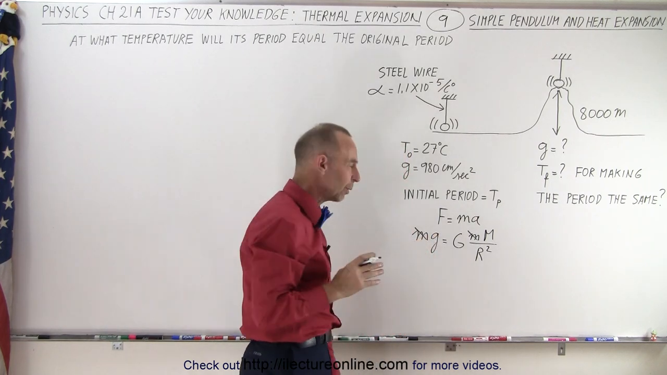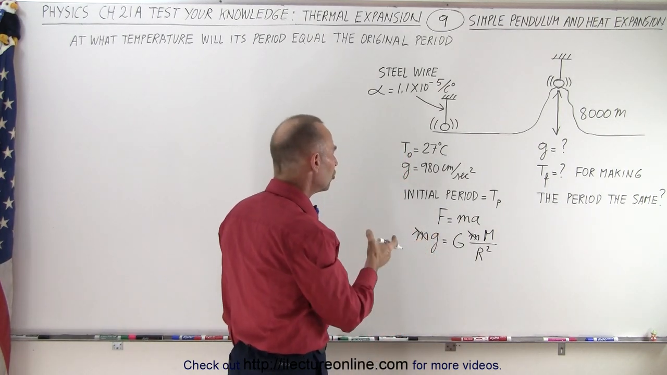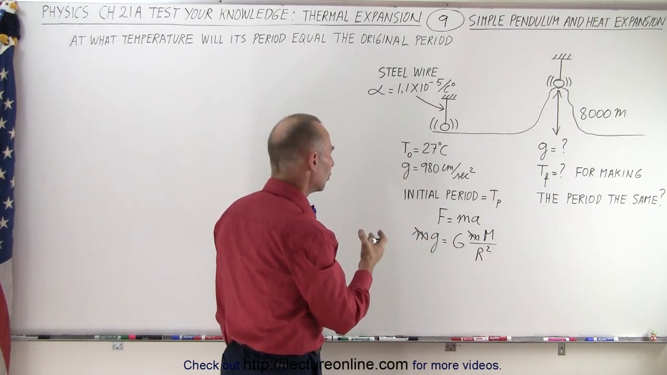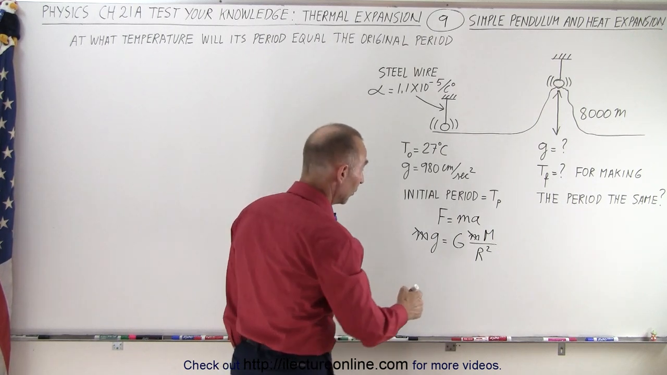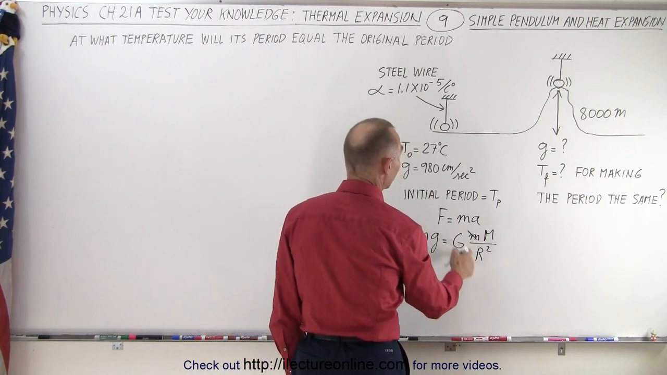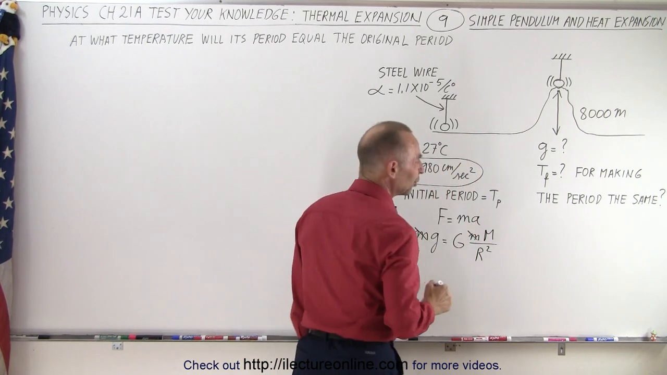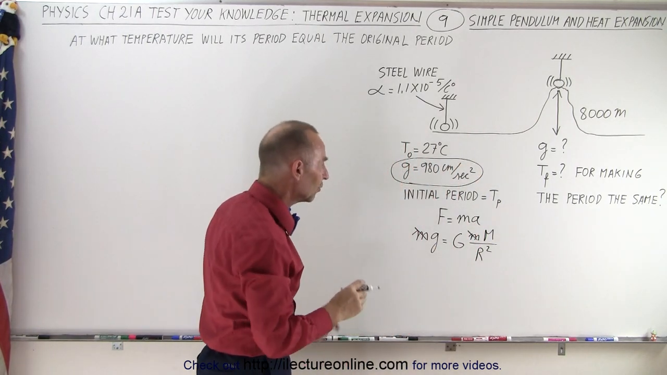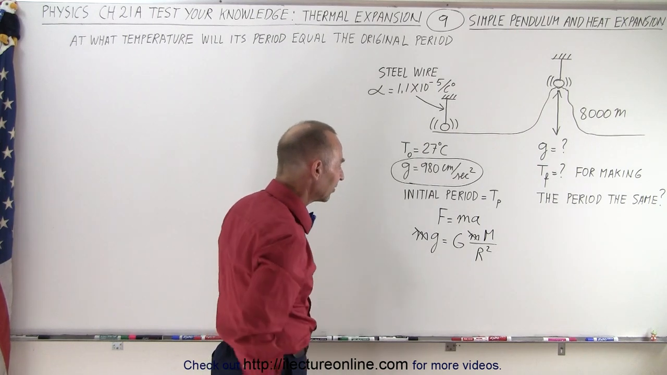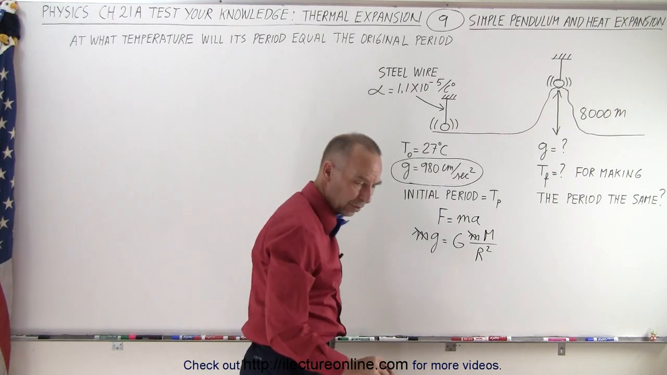So first, I guess what we should do is find g at zero. Let's find g at zero. Even though we were given this value, I'm going to calculate g anyway because we want to make sure that that's exactly the same as before. So let's do that.